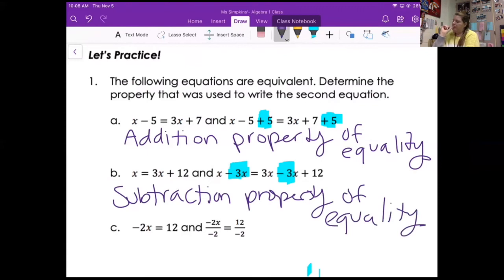And then letter C, we started with negative 2x equals 12, and now we have negative 2x divided by negative 2 equals 12 divided by negative 2. So what happened? Division, specifically divided by negative 2, and that would be the division property of equality.